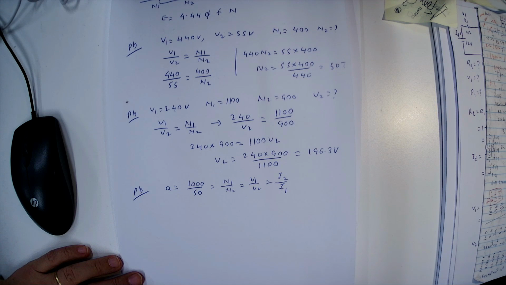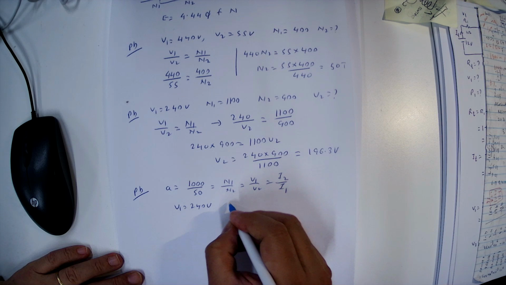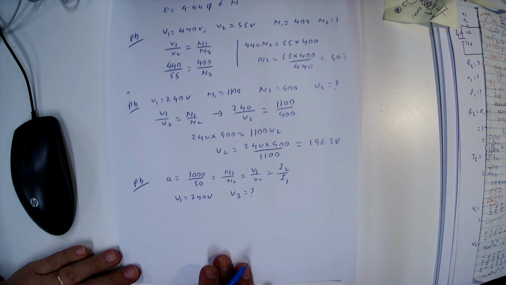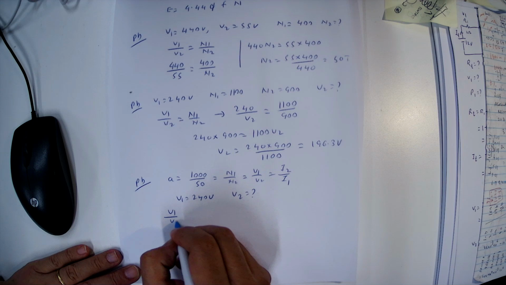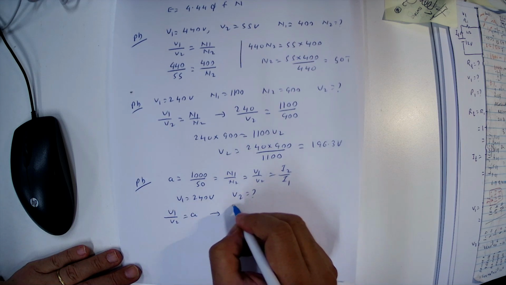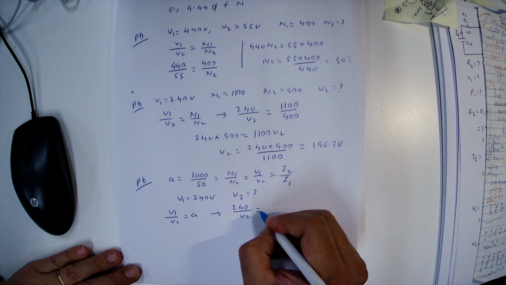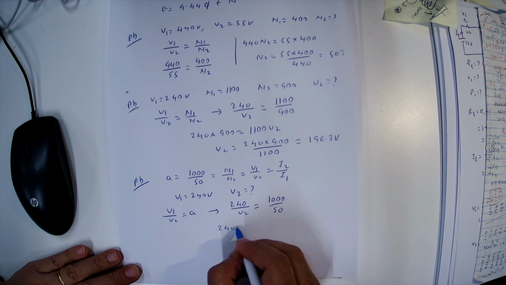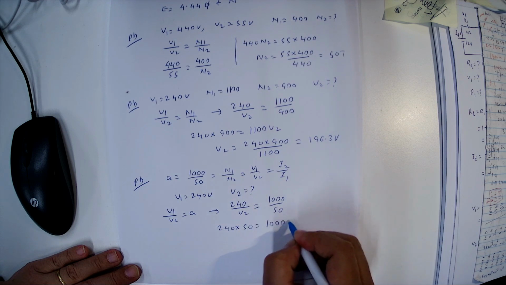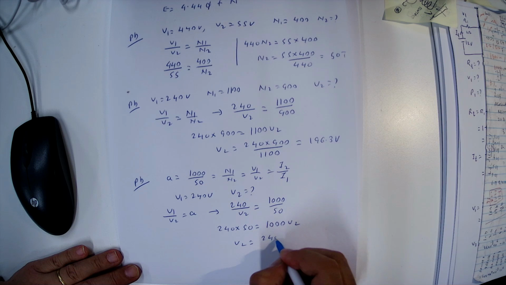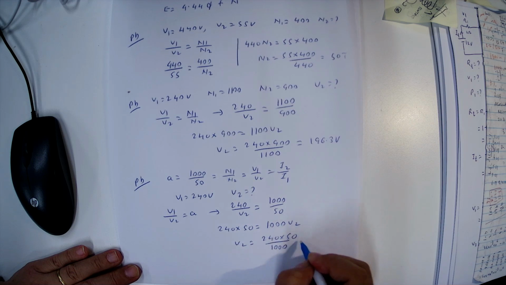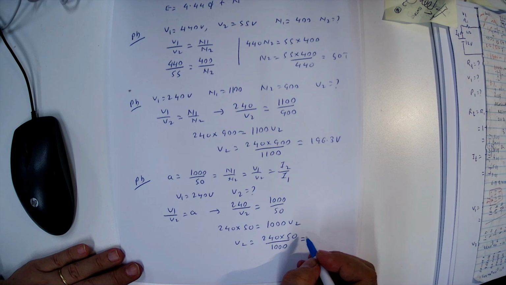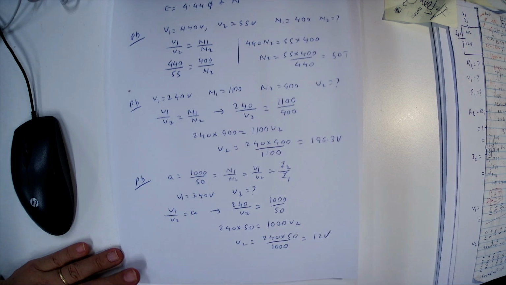So then we have to find out the secondary voltage. The primary voltage V1 is 240 volt, and we need to find the secondary voltage V2. So we write down the equation V1 by V2 equal to turn ratio. Therefore V1 240, V2 we need to calculate, turn ratio is 1000 divided by 50. Then 240 multiplied by 50 equal to 1000 V2. So V2 equal to 240 multiplied by 50 divided by 1000. Therefore V2 will be 12 volt. The secondary voltage is 12 volt.